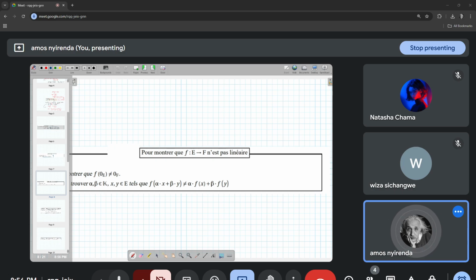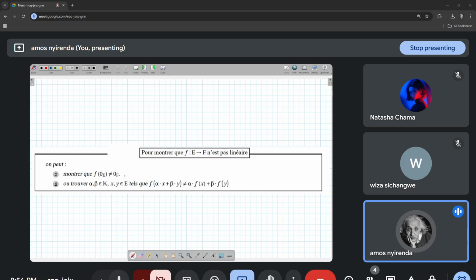So now, how do you show that f is not linear? You check for the first condition. Remember, you check for the necessary condition. What we did for the second example, we just used this condition: does the application map the zero element of E to the zero element of F? If no, then it cannot be a linear application, because this is a necessary condition. Every linear application must satisfy this condition. If it is not satisfied, then the application is not a linear application.